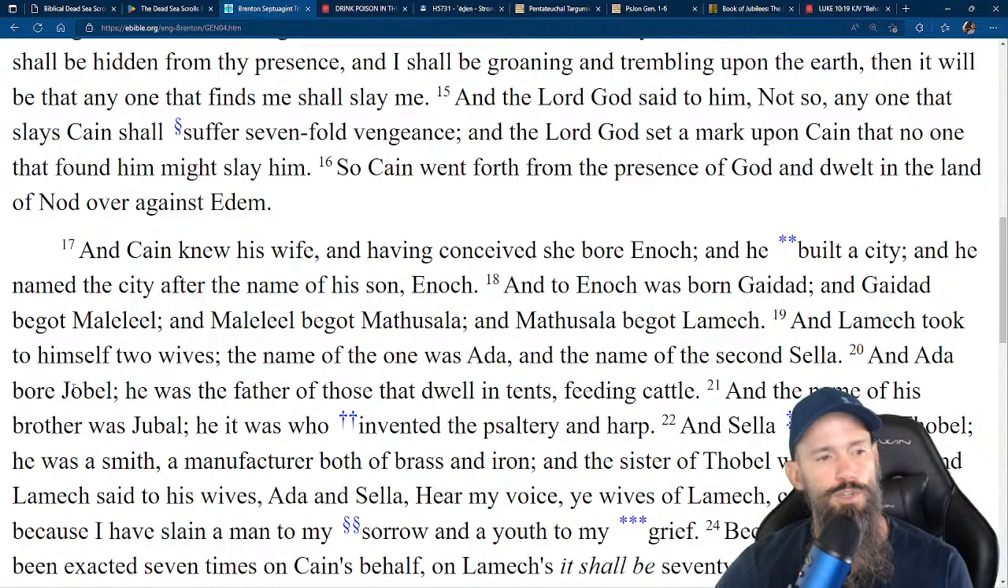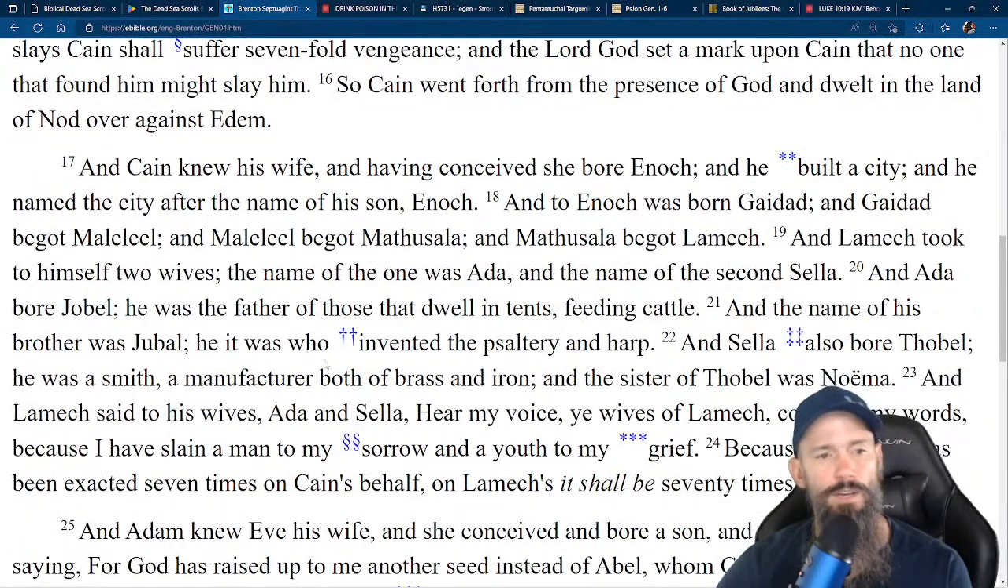And Adah bore Jobal. He was the father of those that dwell in tents, feeding cattle, and the name of his brother was Jubal. He it was who invented the psaltery and the harp, and Selah also bore Thobal. He was a smith, a manufacturer both of brass and iron. And the sister of Thobal was Naamah.